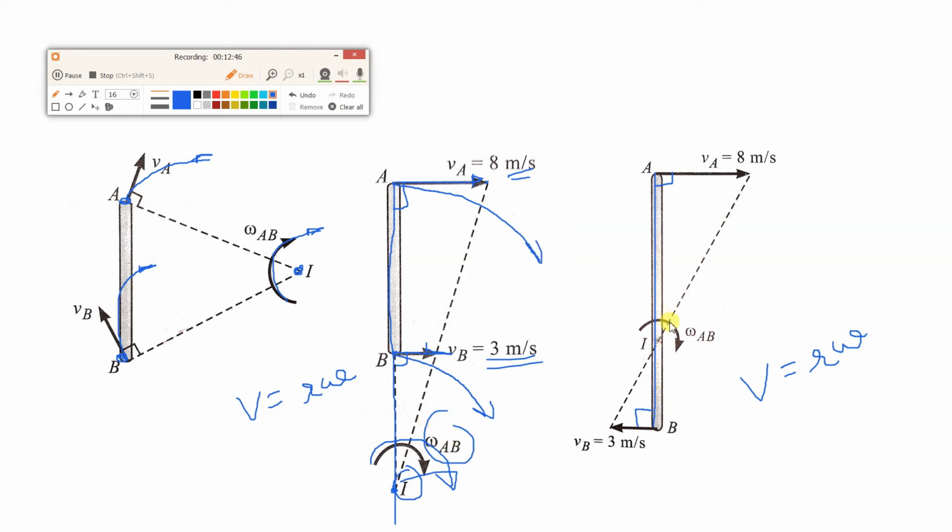In this case 3 diagram, here you can see this point is there. Keep your thumb at this location I, keep your index finger at A, rotate index finger in the direction of arrow, clockwise. So omega AB is clockwise. Same for VB. Keep your thumb at I, keep your index finger at B, rotate it in the direction of velocity, clockwise. So that is why omega AB is clockwise. In this way we can get the direction of omega AB from velocity vectors.